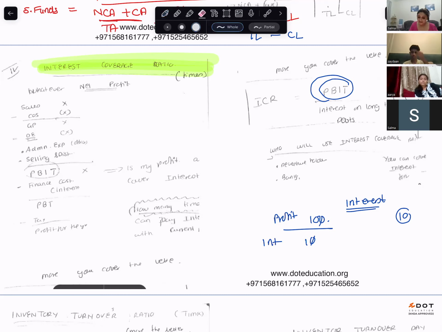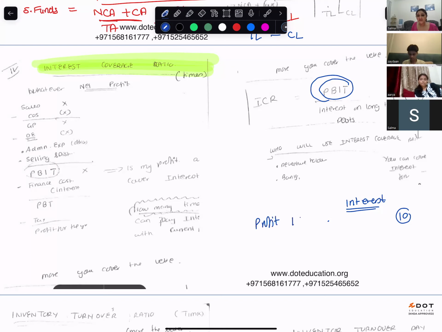That means you are much capable of paying back your interest. You cannot pay interest just one time, you can pay interest 10 times. Say your profit is 1000. Miss, 10 is the ideal number. No, this is just a random example. All right. Okay, ideally your profits should be sufficient to pay your interest.